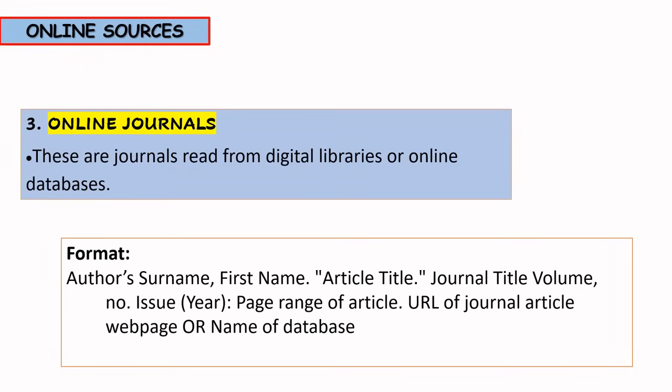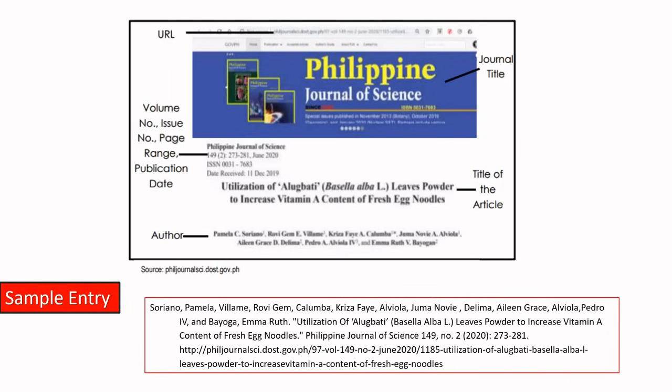Page range of article, period. URL of journal article, web page, or name of database. Take a look at the sample entry.